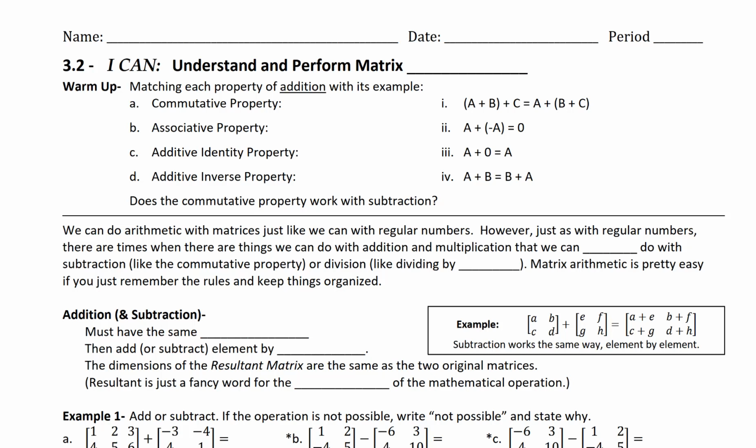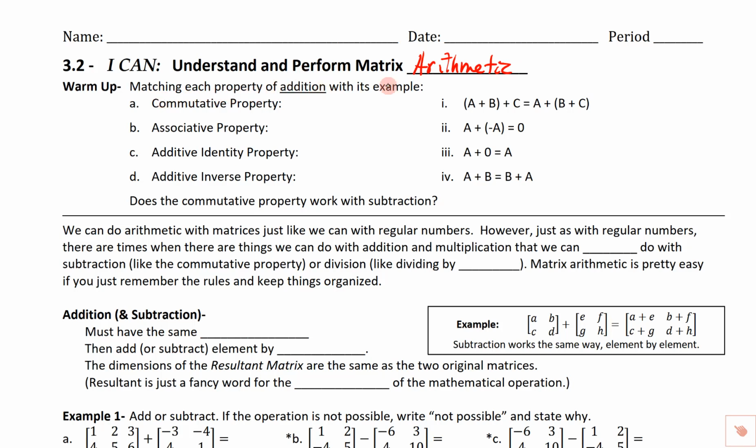Write this next section in Unit 3, which is 3.2. I can understand and perform matrix arithmetic. So let's write the word arithmetic. All right, so we're going to be doing a little bit of math with these matrices here, but the warm-up says match each property of addition with its example.